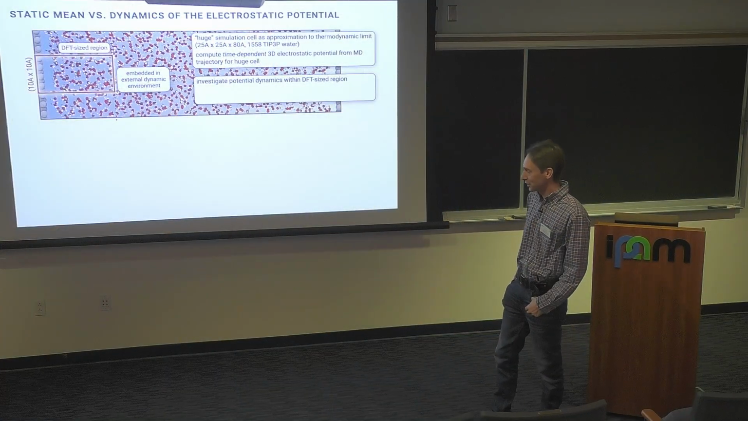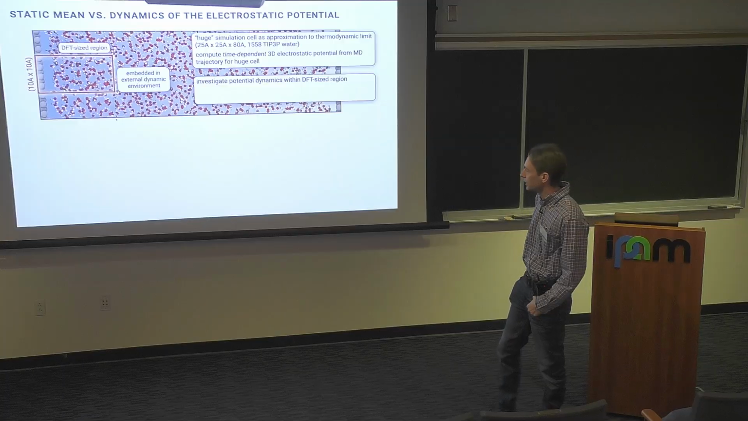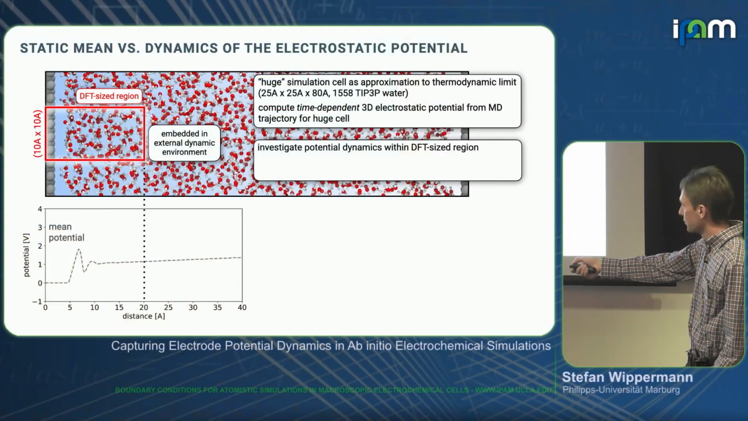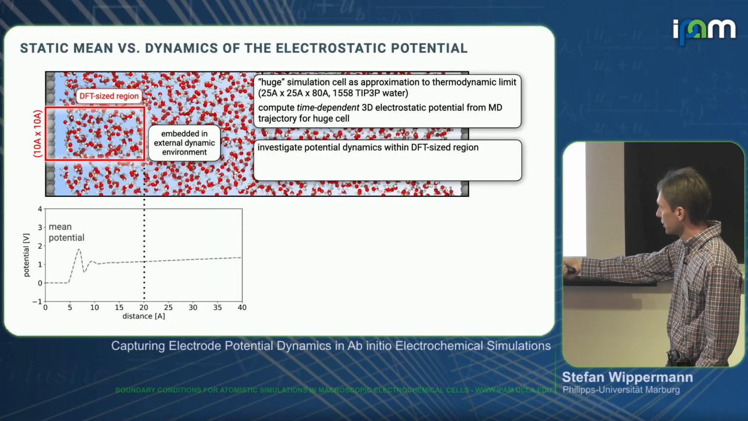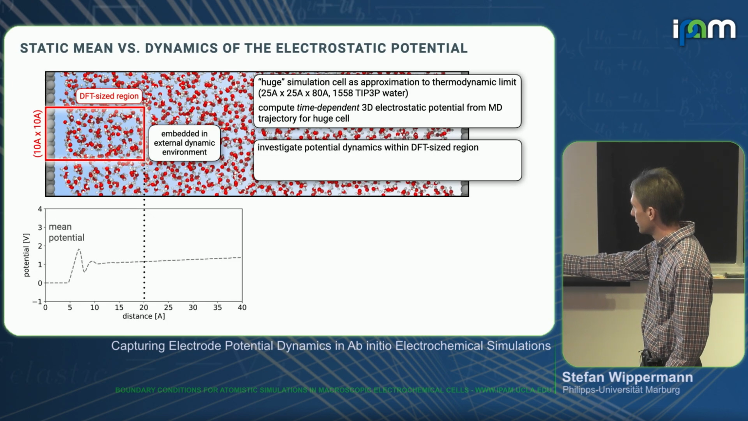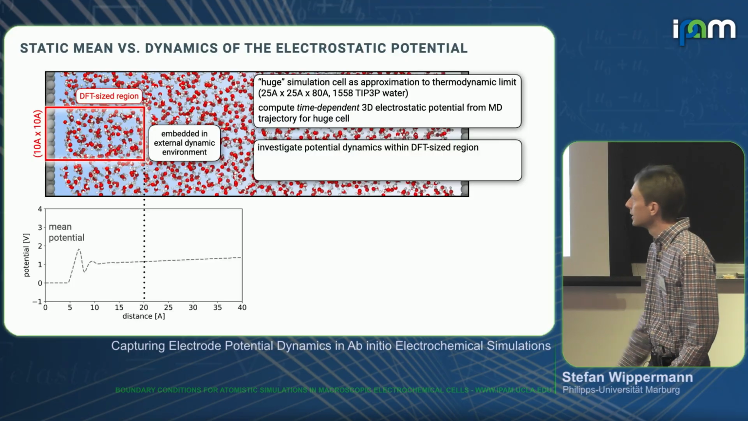Okay, so for the huge cell, we compute the 3D electrostatic potential. And now from this 3D electrostatic potential, we cut out also only this small part here. Then we compute a planar average. And then as the mean, you get this particular potential. And you see at the interface, you have some oscillations, stratified water, and then you have a field here inside of the water.